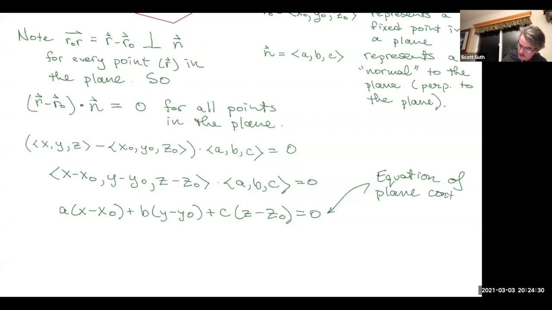Containing the point x naught, y naught, z naught, and normal to, let's just say with normal N, which is ABC.